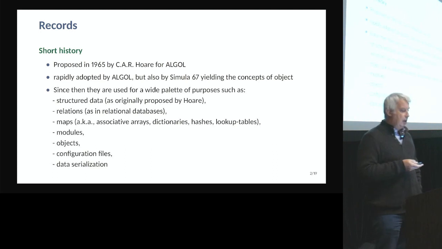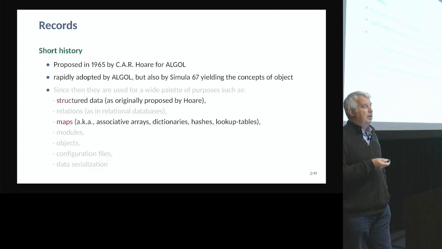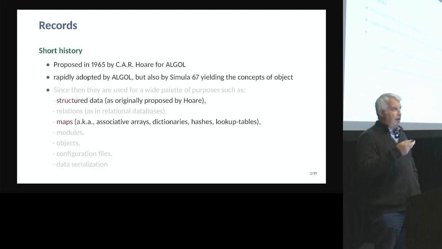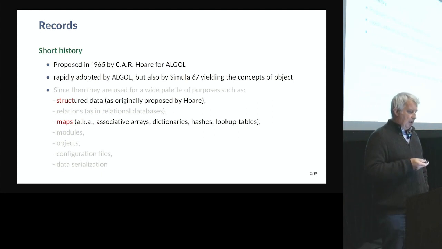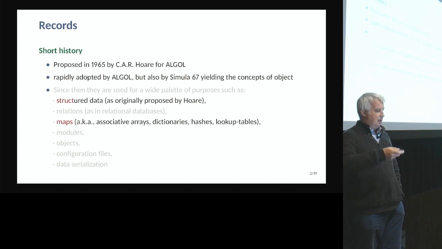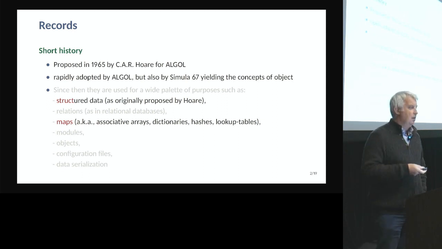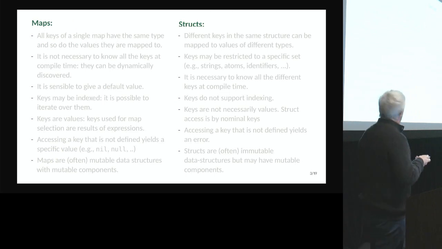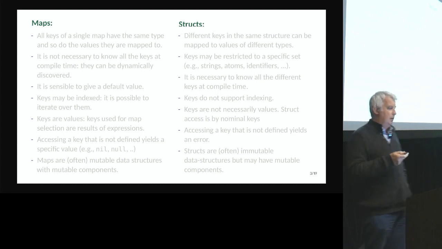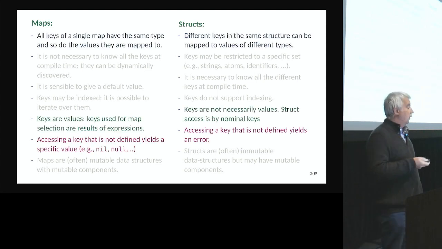And in particular, as I said, I will focus on two particular usages. The one of structured data, the original proposed by Hoare, and the one of maps, associative arrays, dictionary hashes, lookup tables. Okay? So there are differences between these two, and a lot of difference. And for each difference, you will find a language for which there is an exception on this one. And I want to focus on three aspects.